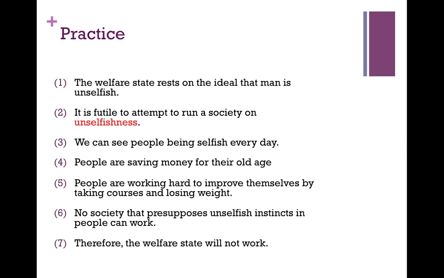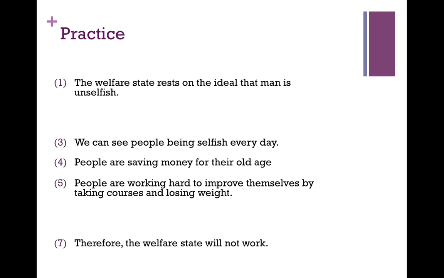You probably saw a lot of things odd, but one thing I want to call your attention to is premise 2 and premise 6. It is futile to attempt to run a society on unselfishness. And then number 6 says, no society that presupposes unselfish instincts in people can work. I want you to tell me, what's the difference between these two? It seems like they're saying the exact same thing. To say it's futile to run a society on unselfishness seems equivalent to saying a society based on unselfishness can't work.